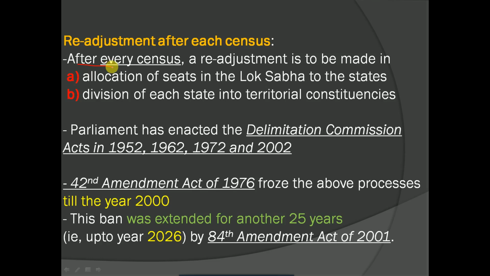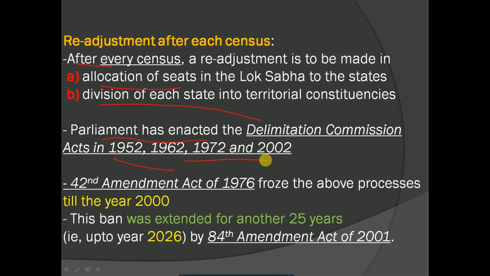So, after every census, a readjustment is to be made in the allocation of seats in Lok Sabha to the states and division of each state into territorial constituencies. For this purpose, the Parliament has enacted Delimitation Commission Acts in 1952, 1962, 1972 and 2002. Here we can observe there is a big time gap between 1972 and 2002.